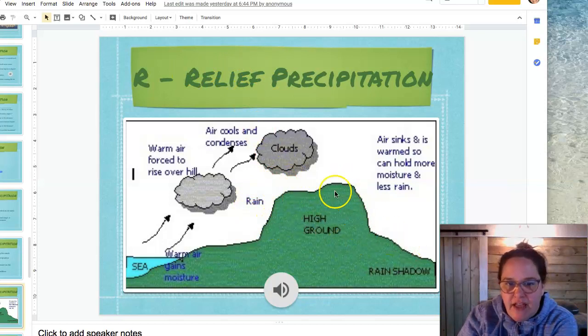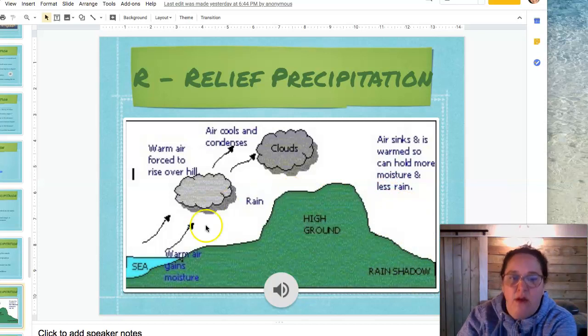But on the other side, as the wind and air masses blow the air over the top, well, they've released all that precipitation, so notice there's no clouds over here. This side's going to have less moisture. This side's not going to have as much rain. It's actually called a rain shadow. It doesn't get rain really at all, and so this side is very dry.